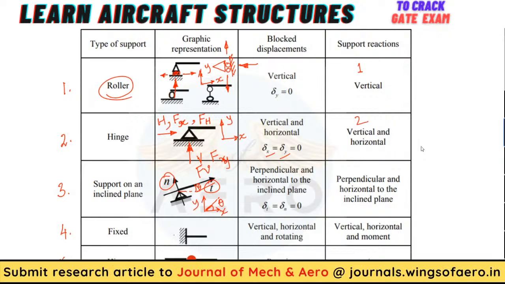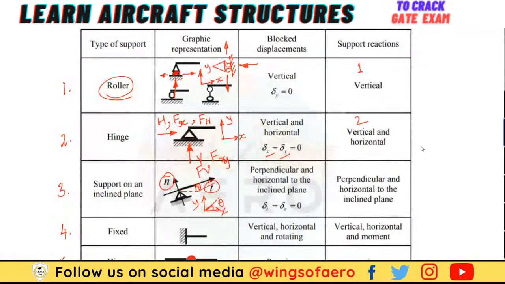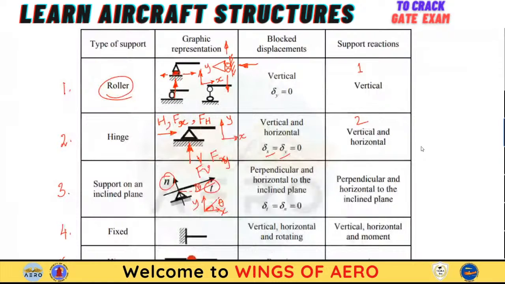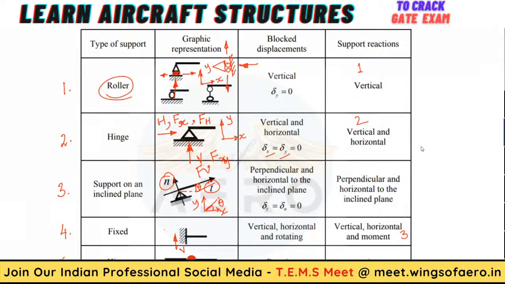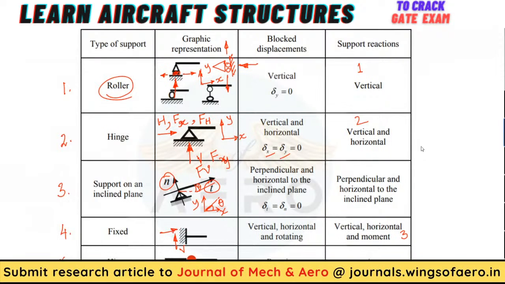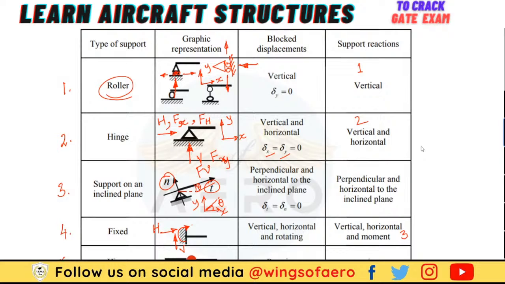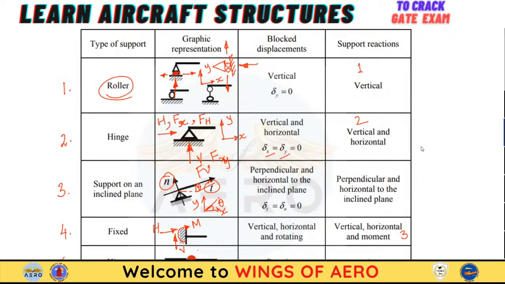Fourth one is fixed. Whenever it is fixed, you can see this representation. What will happen here? The displacement is restrained in vertical, horizontal and rotational, because here we will have three support reactions. One is vertical, one is horizontal, H, and another is a moment. So whenever you see a fixed support, it will have the three support reactions.